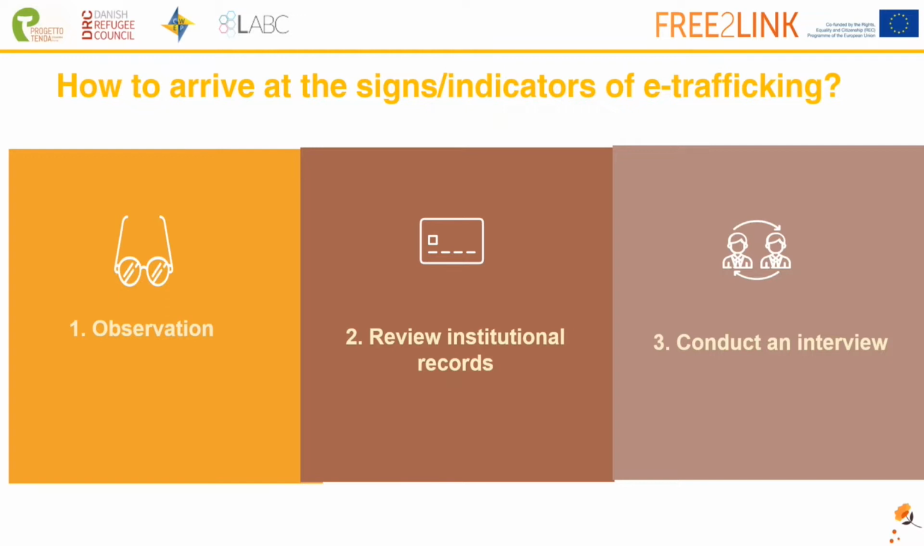And now we're going to see what are the methods available to us in order to identify the victims of torture, or in order for us to really collect information and look into the signs and the red flags and the different indicators. There are three proposed, let's say, methodologies: observation, review of institutional records, and an interview with the potential victim.